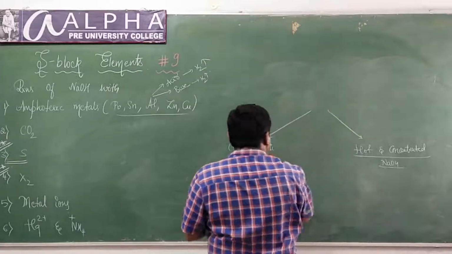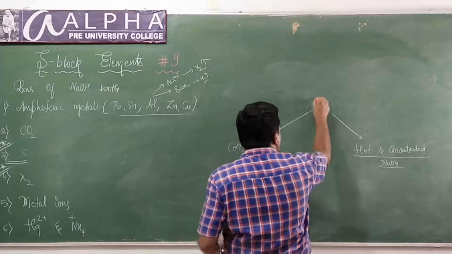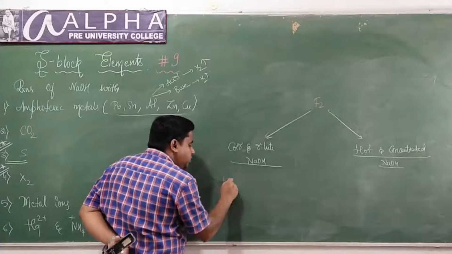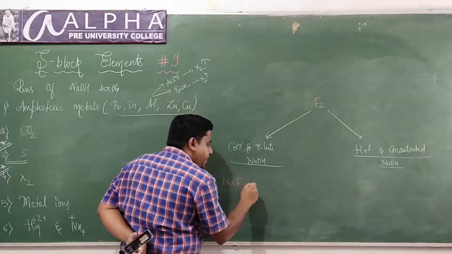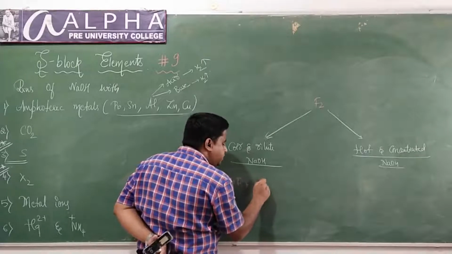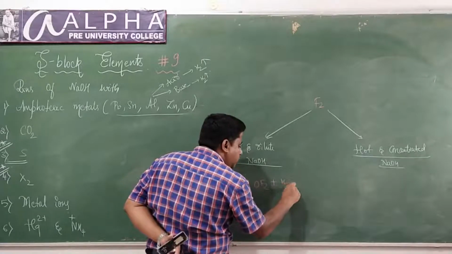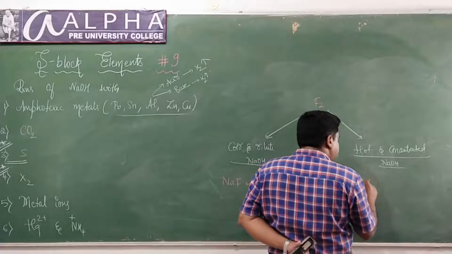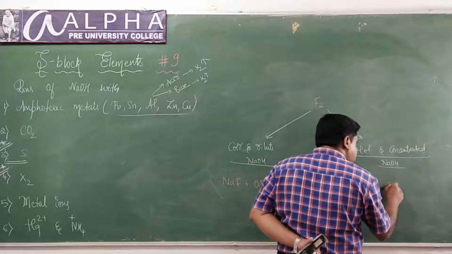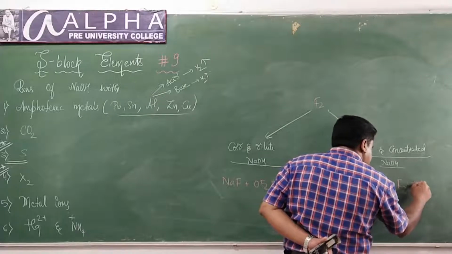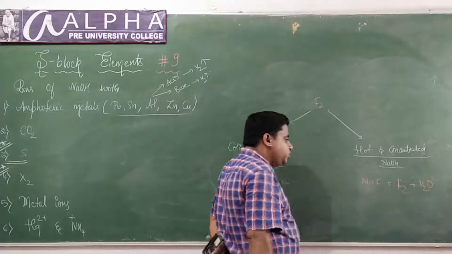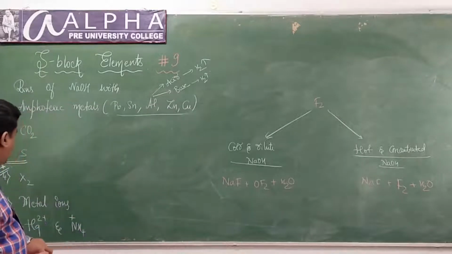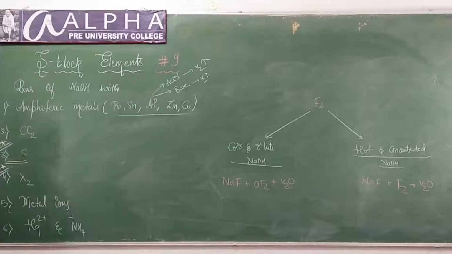How does fluorine react with cold and dilute NaOH? The products are sodium fluoride and then oxygen difluoride plus water. Whereas with hot and concentrated NaOH, we will be getting sodium fluoride plus fluorine plus water. Is that simple? Very nice.